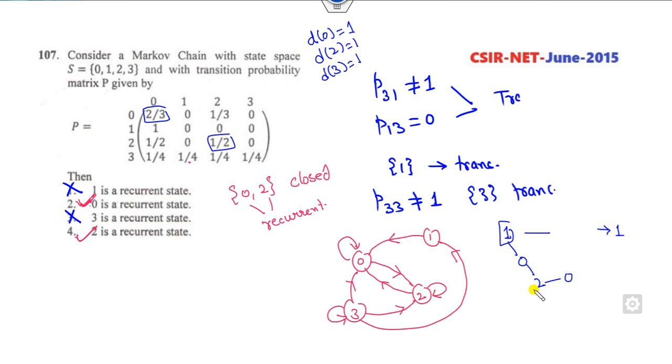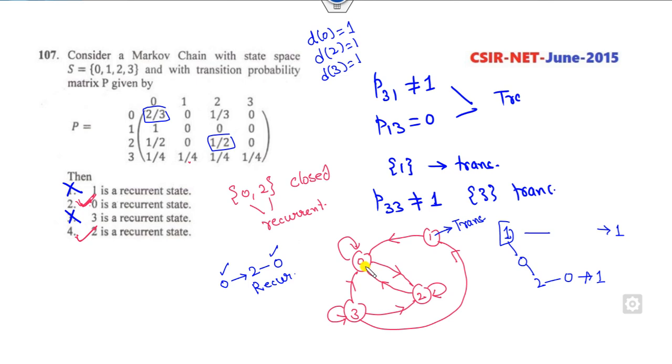So there is at least one path that exists, so it means 1 is my transient. Fine. Look at the 0. If I start from the 0, I can go to the 2, and then I can come back to the 2 also. Is there any other way you can go from there? No. So that means 0 is my recurrent. Fine. 0 and 2 are my closed loop.